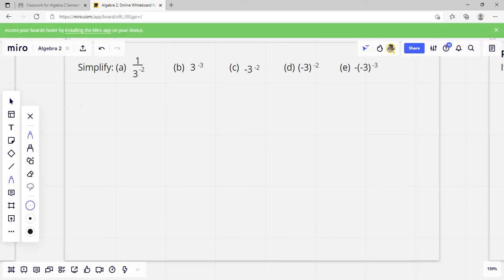Alright, so here's some examples. First one is A. This has 1 over 3 to the negative 2. Okay, to get rid of that negative, we're going to have to move it up. So that's going to make it 3 squared. And then 3 squared is 9, because that means 3 times 3. The exponents just tell us how many times to multiply. All right, B.